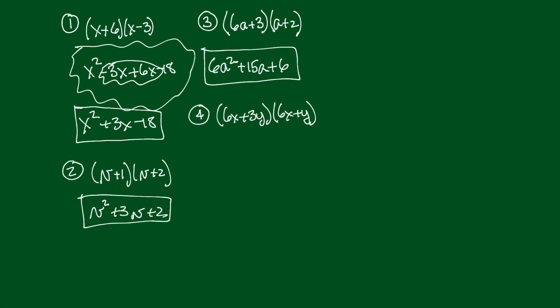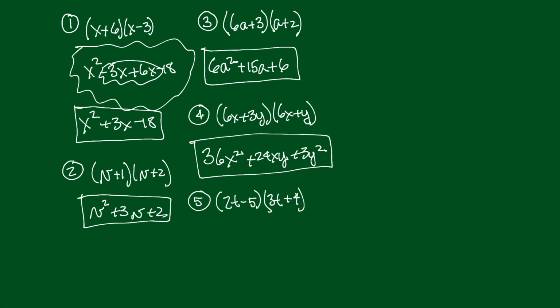In number 4, first times the first, 6x times 6x, 36x squared. And now, try to keep this in your head. Outer product, 6x times y is 6xy, plus the inner product, 18xy. So I've got 6xy plus 18xy is 24xy. And then the last and the last. 3y times y is 3y squared.